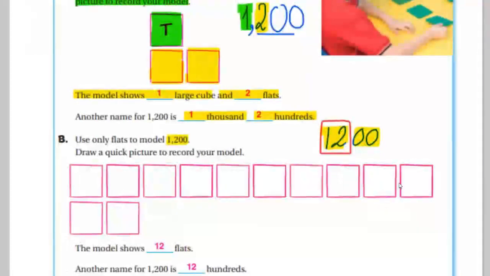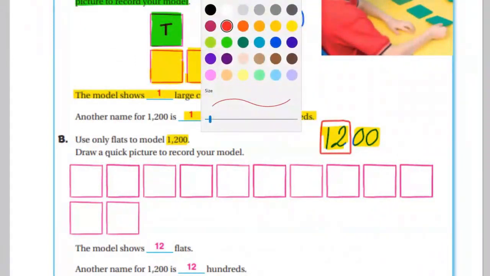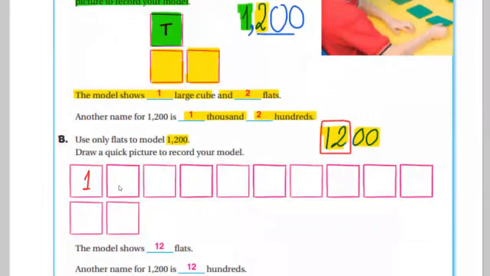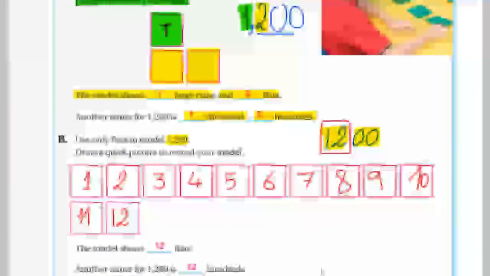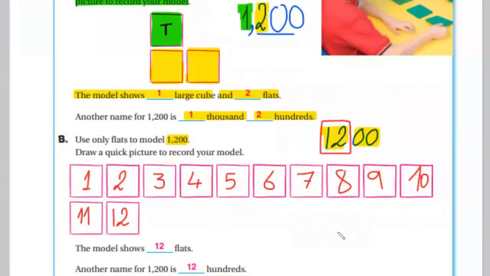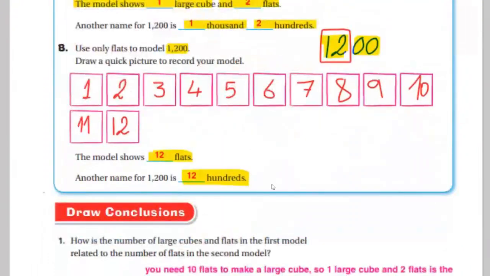So let's count how many flats here. We have 1, 2, 3, 4, 5, 6, 7, 8, 9, 10, 11, 12 flats. So we can use 12 flats for 1200. Okay, it's very easy, guys, right? Okay, let's move to the next one.